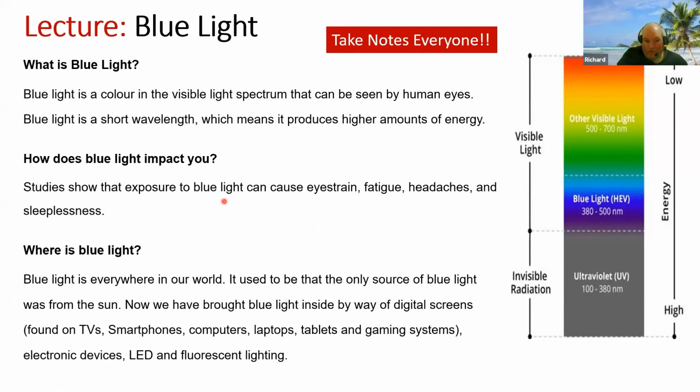Where is blue light? Well, blue light is everywhere in the world. It used to be that the only source of blue light was from the sun. Now we have brought blue light inside by way of digital screens found on TVs, smartphones, computers, laptops, tablets and gaming systems, electronic devices, LED and fluorescent lighting. There you go.